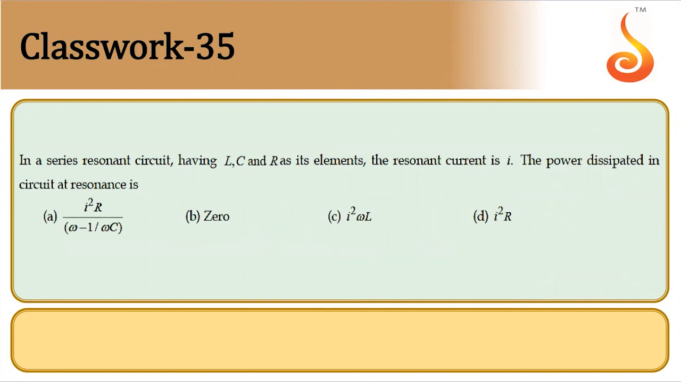In a series resonant circuit having L, C, and R as its elements, resonant current is I. Power dissipated in the circuit at resonance is: I squared times R, I squared times (omega L minus 1 by omega C), 0, I squared omega L, or I squared R.